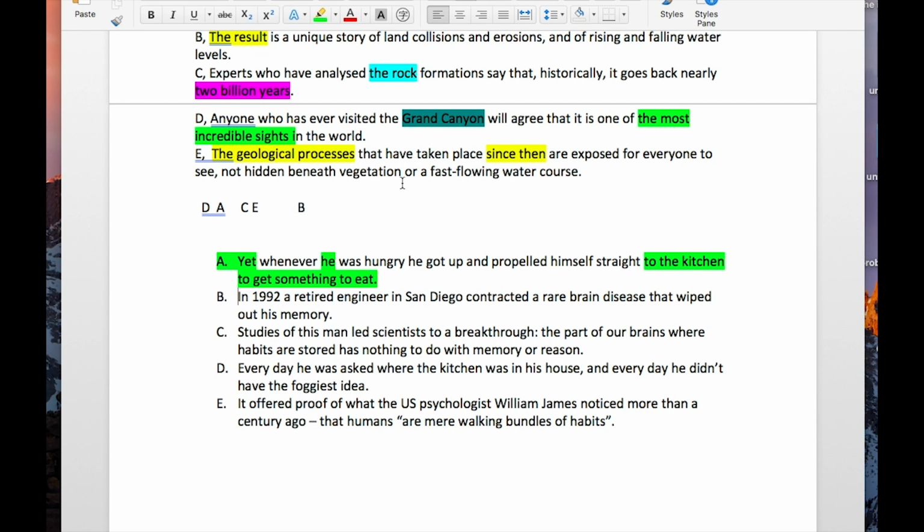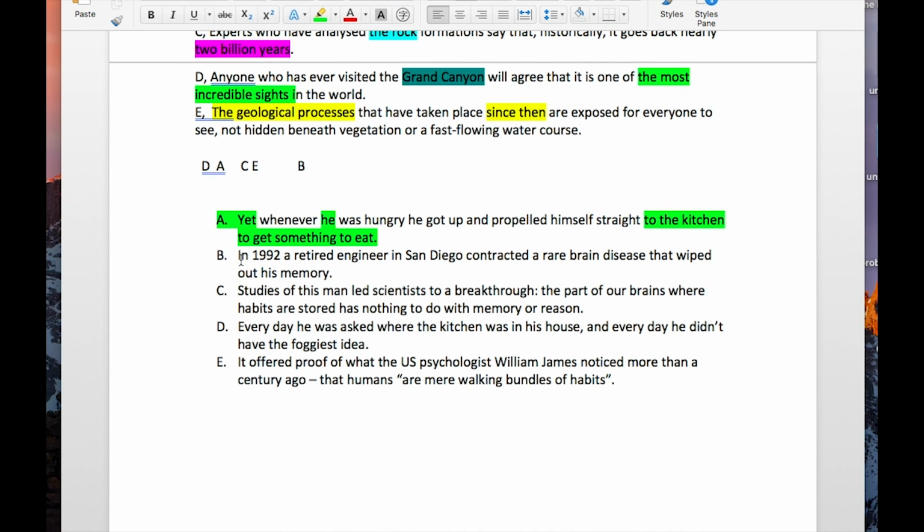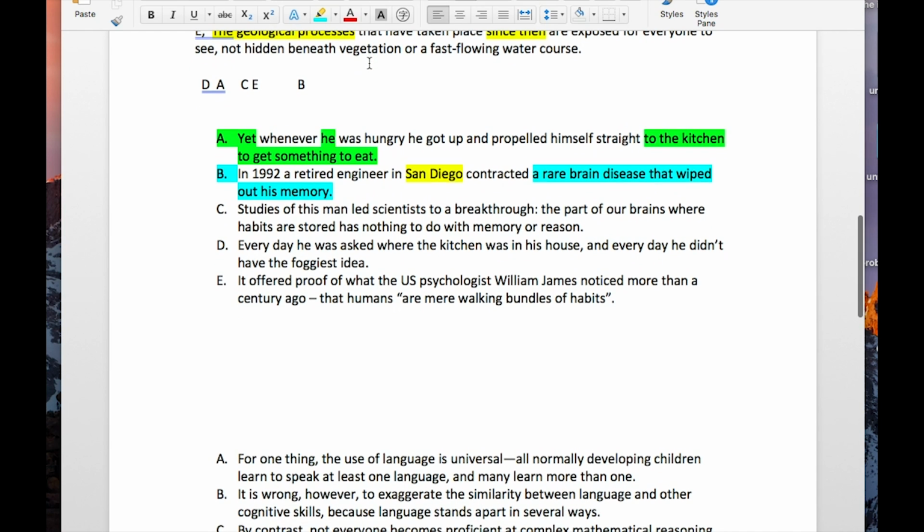Now, this is not your topic sentence. Now we continue with the second one. In 1992, there's a time, a retired engineer in San Diego. So there's a name over here, in San Diego. A rare brain disease that wiped out his memory. So the object in here is a brain disease that wiped out someone's memory. So this is your object in here. So now we continue.